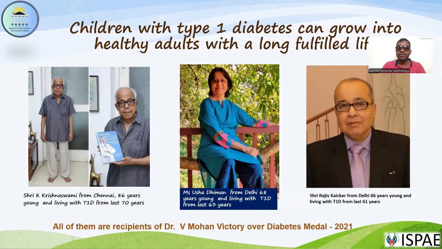Children with type 1 diabetes can grow into healthy adults and can have a long fulfilled life. We have so many examples here. For example, we have Usha Diman, she is 68 years young, and living with type 1 diabetes for the last 63 years. We also have Raju Kekar, who is 66 years old and living with type 1 diabetes for the last 61 years. We also have Sri Krishna Swami, who is 86 years old and living with type 1 diabetes for the last 70 years. So they are all an inspiration to people with type 1 diabetes.